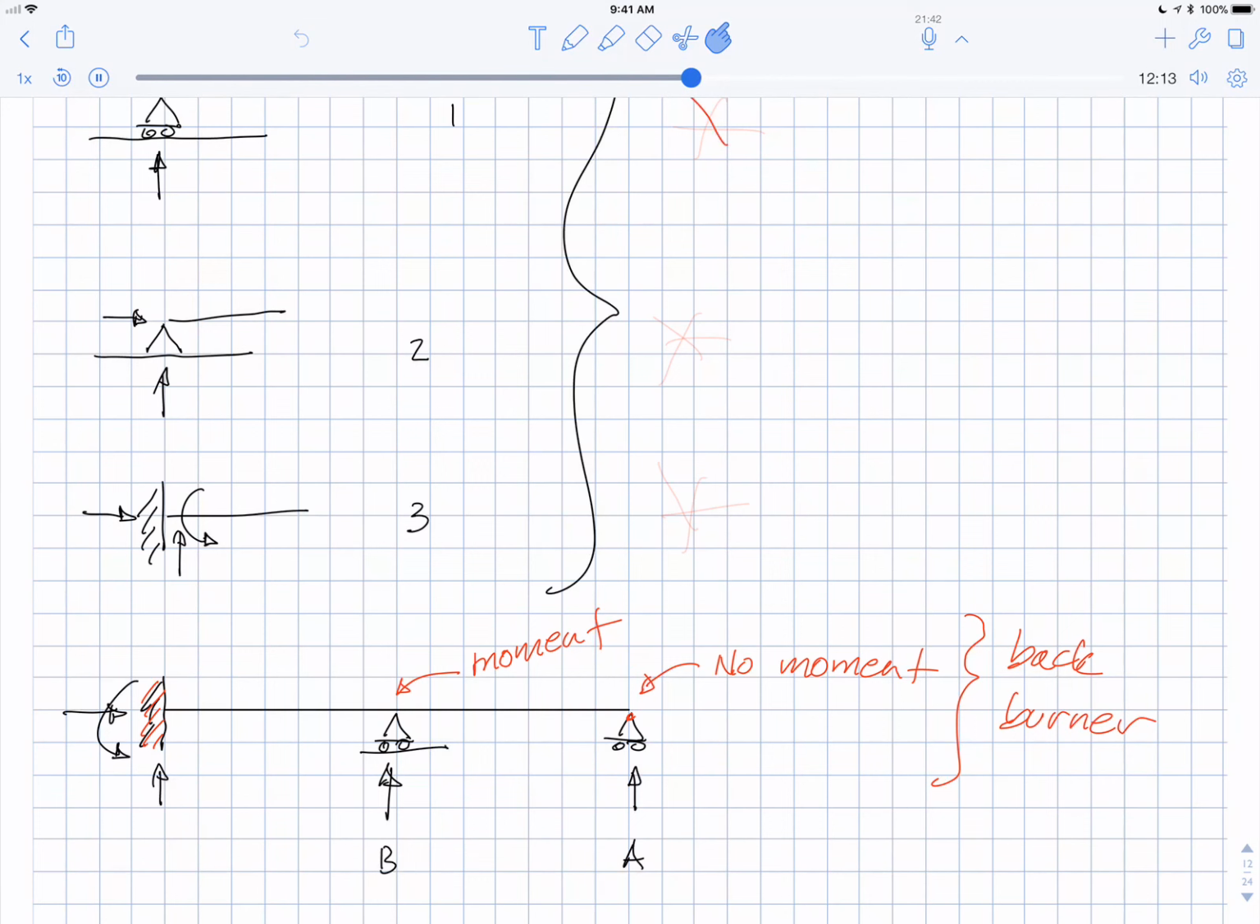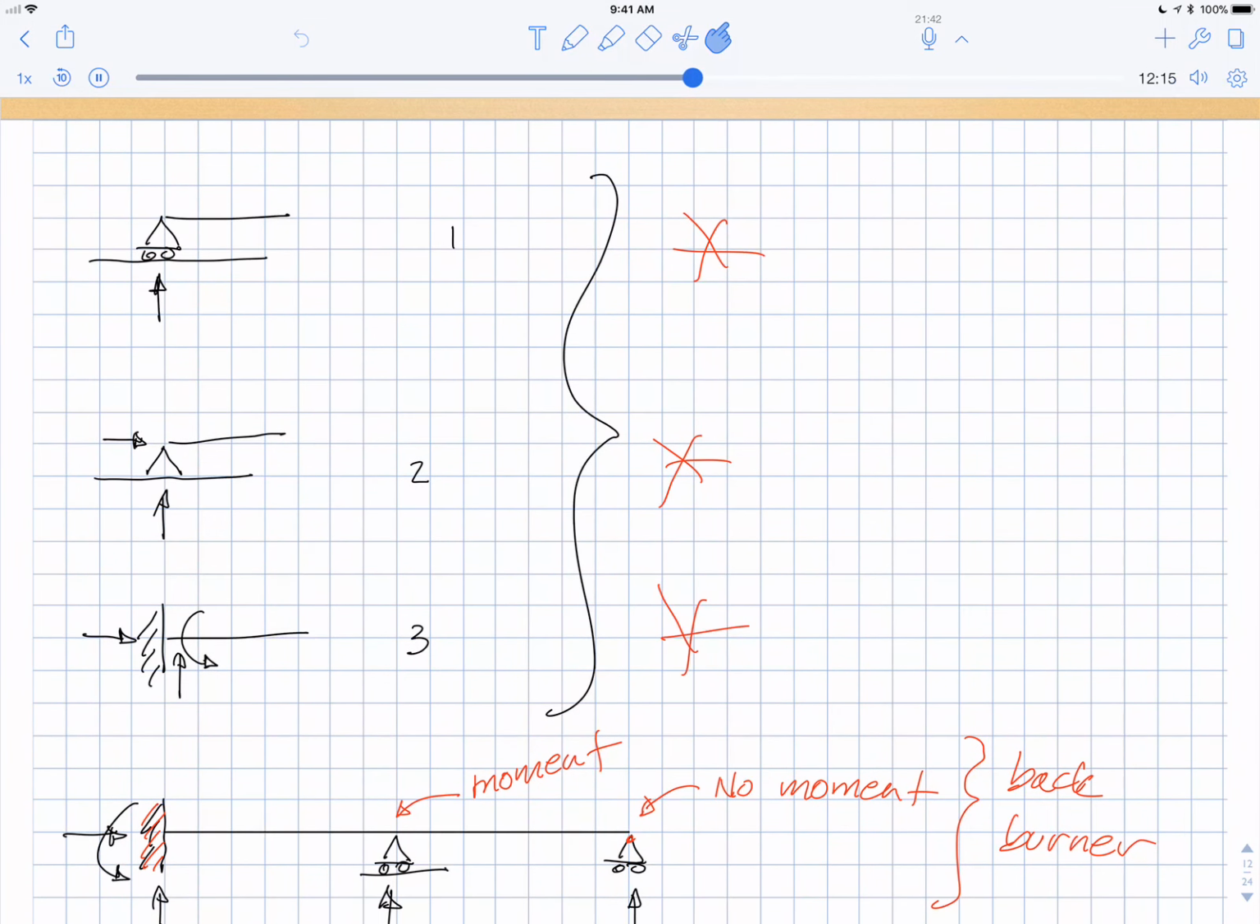And the main point are these three right here. You need to know a roller has a normal reaction, a pin has an X and Y, or just two reactions, and the fixed end has all three reactions, X, Y, and moment.